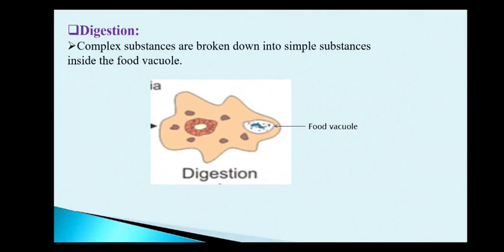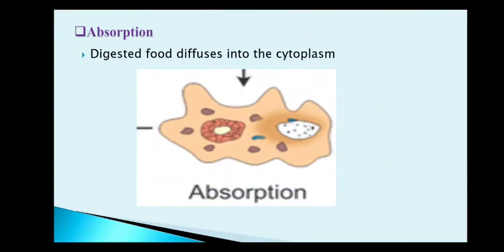Next step is digestion. What happens in digestion? Digestion means complex substances are broken down into simpler substances inside the food vacuole. Next is absorption. Digested food diffuses into the cytoplasm. So absorption means the food particle diffuses into, or enters, the cytoplasm. This process is called absorption.